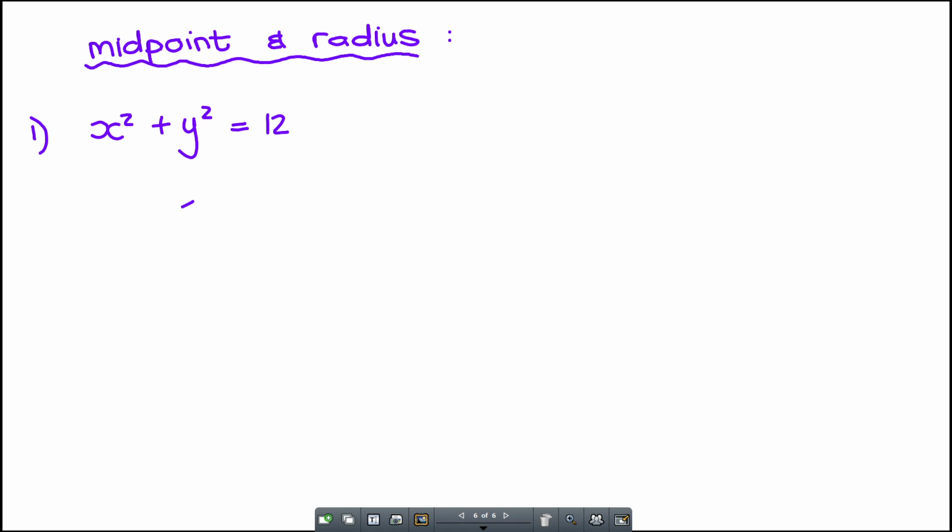How do we get the midpoint? What's written there? Actually, a plus 0. Plus 0. So the midpoint would be 0, 0, the origin. What would my radius be? Remember, this is radius squared. So the radius would be square root of 12.